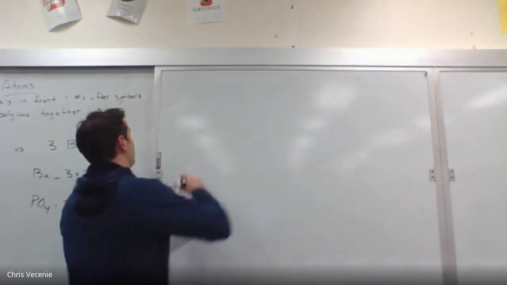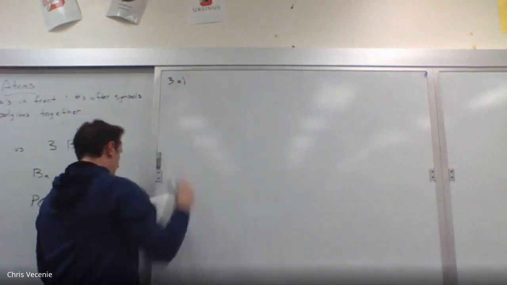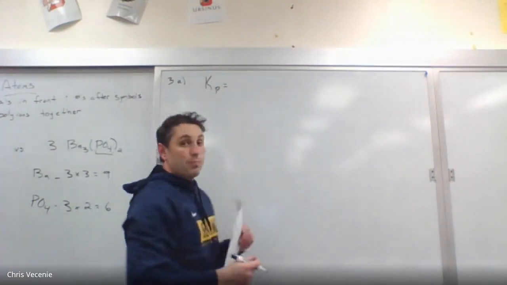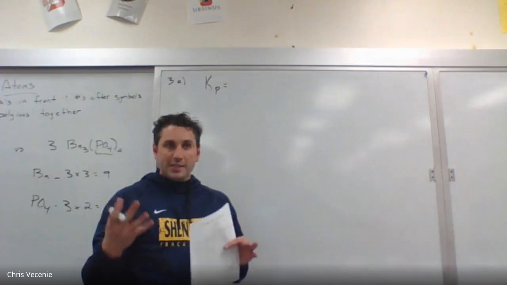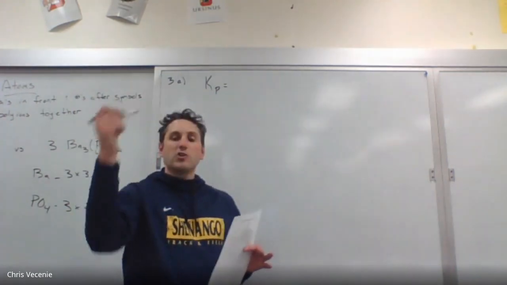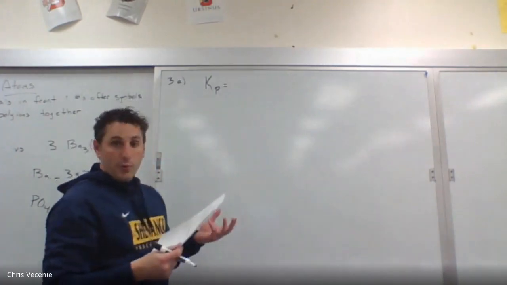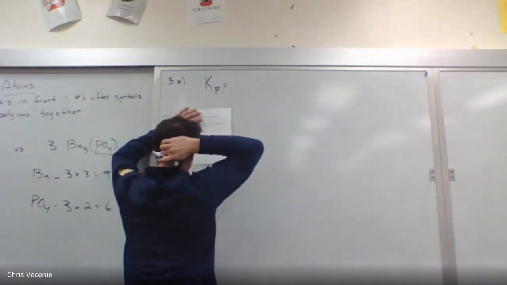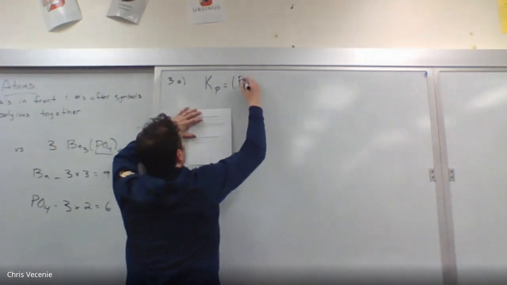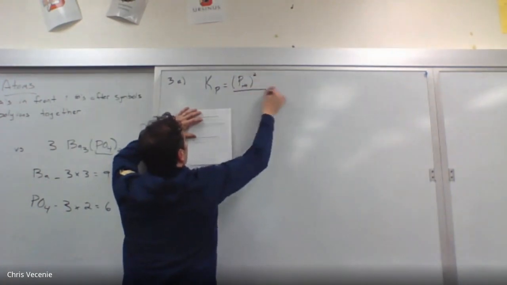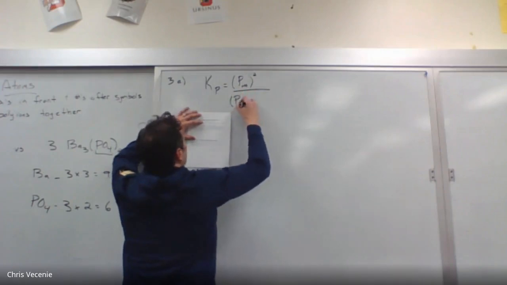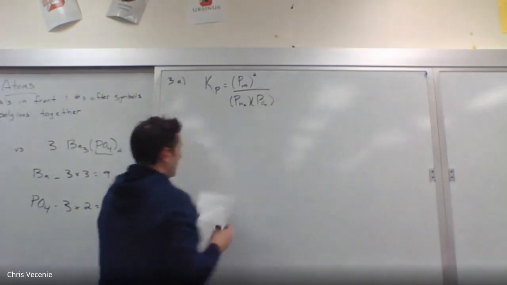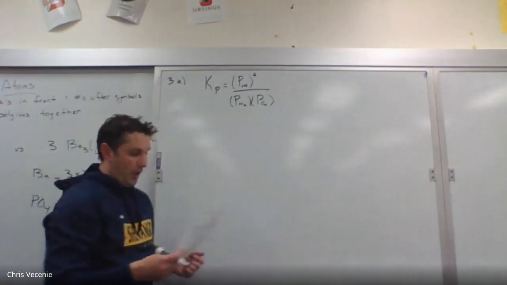If it's a Kp expression, it's a little bit different. You don't use brackets. You have to use parentheses, and you don't write the substance in the brackets. You put a P for partial pressure with what it is after it. So again, no pure liquids or solids, but it's going to be products to the power of their coefficient over the reactants to the power of their coefficient. So parentheses P NO squared over parentheses P N2 to the first, parentheses P O2 to the first. So there's a good Kp expression for you on that one.